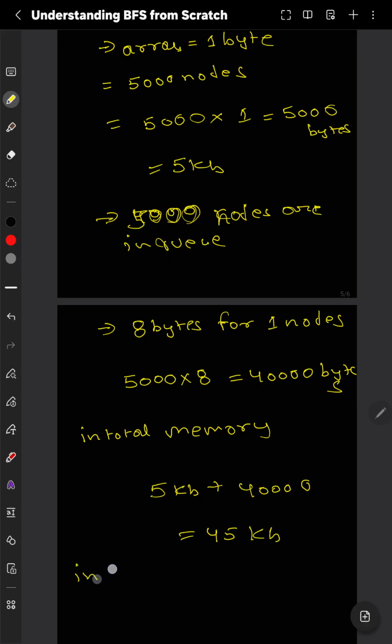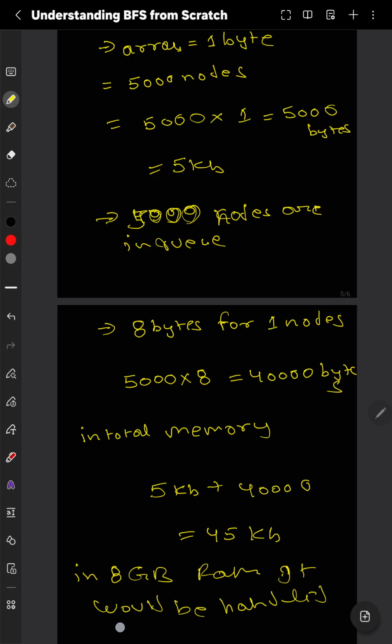Now in 8 GB RAM, this would be handled very efficiently, because this is far less than the capacity of 8 GB RAM. So I hope this concept is clear. It's very important to know the time and space complexity. I hope this helps. Thank you.